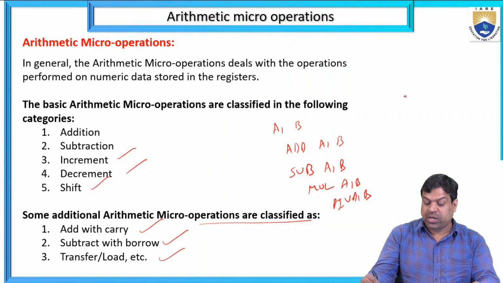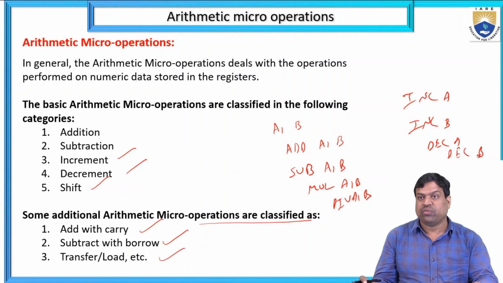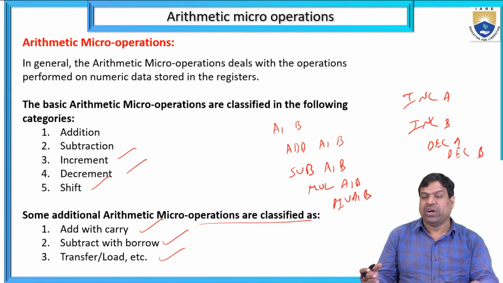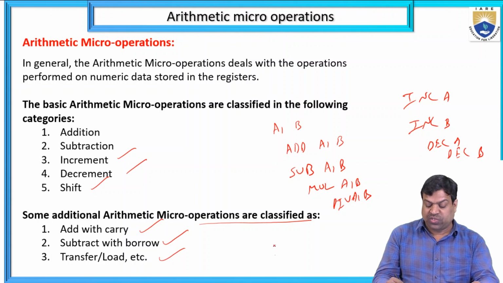Increment means INC: increment A, increment B, increment C. And decrement means decrement A, decrement B. Decrement means we are decreasing the value of register A by one. Decrement B means we are decrementing the value of register B. Increment means we are incrementing the value by one. Shift means we are shifting the A register value to the B register, or R1 to R2.